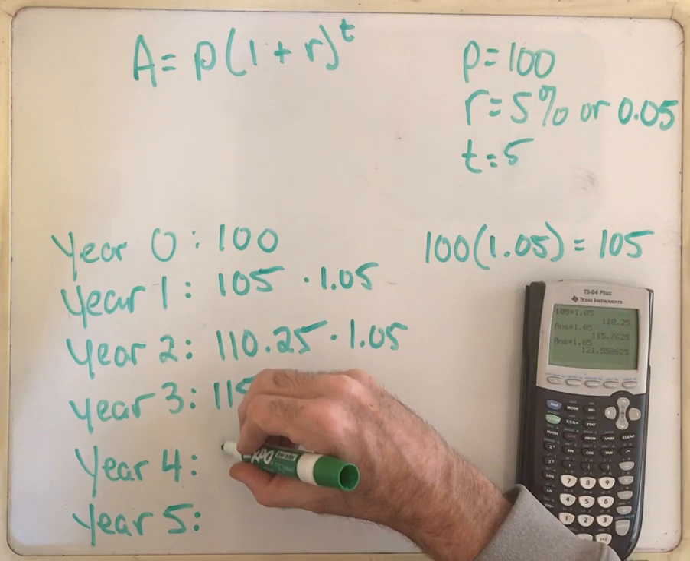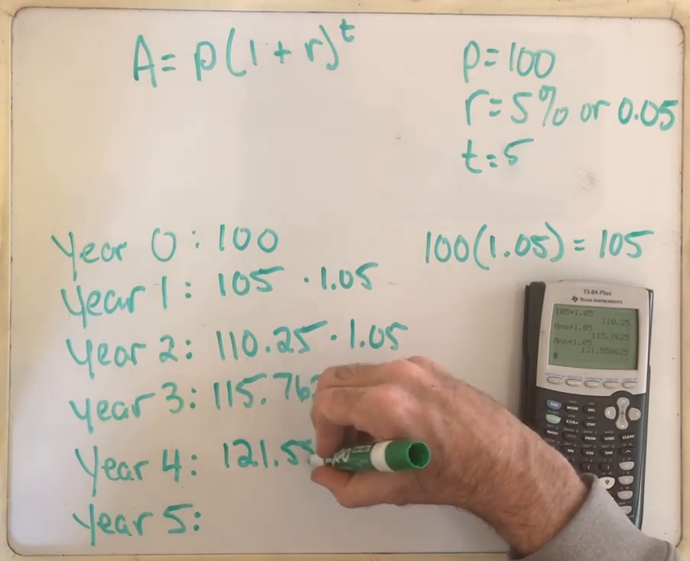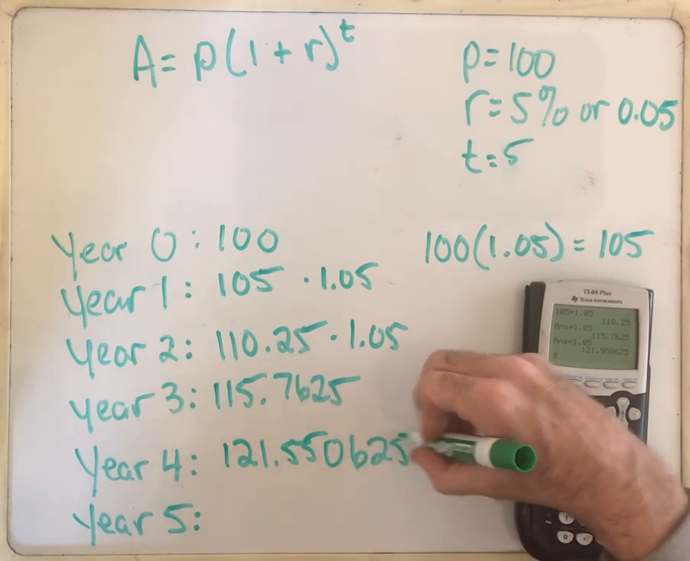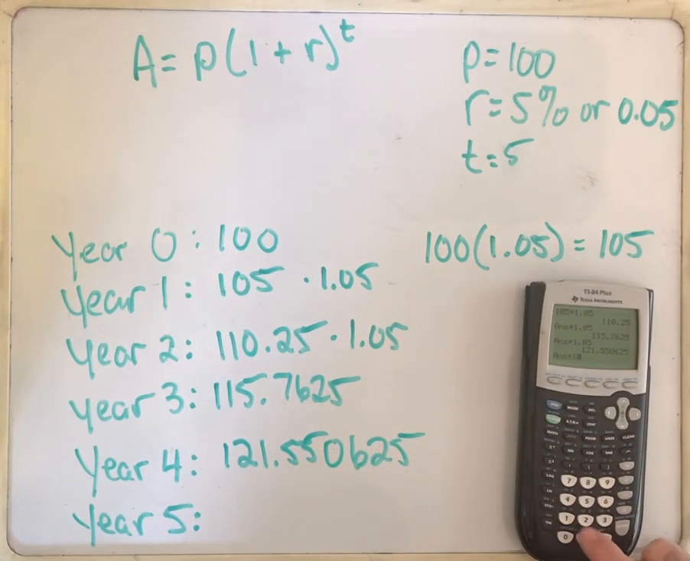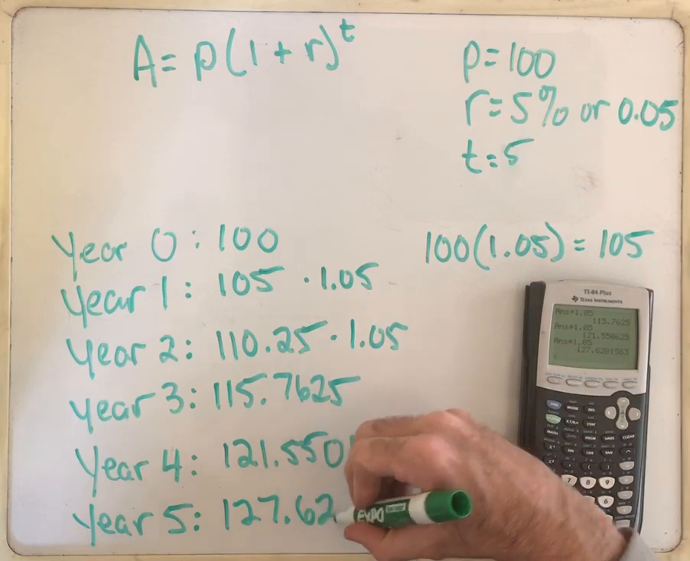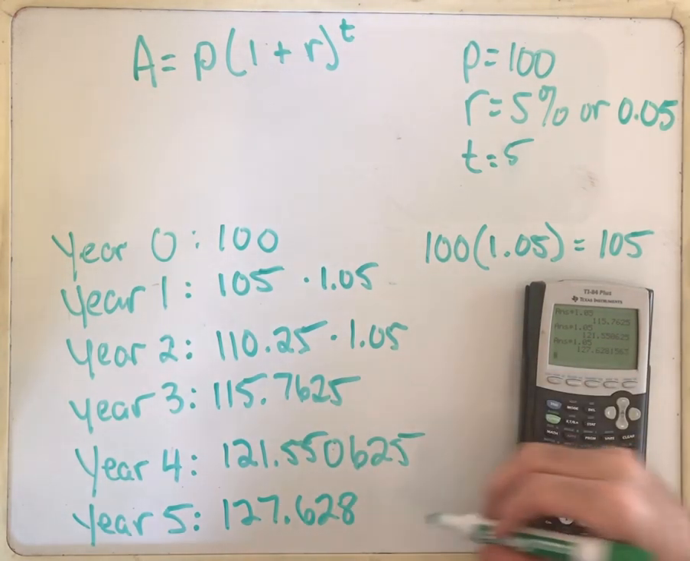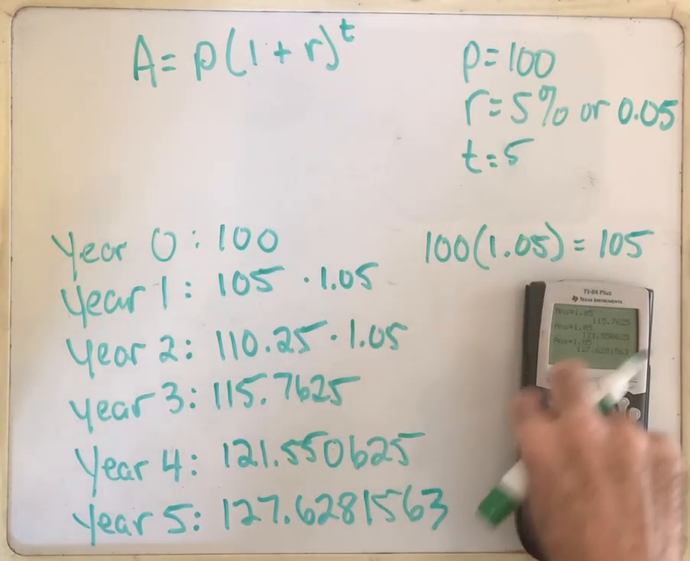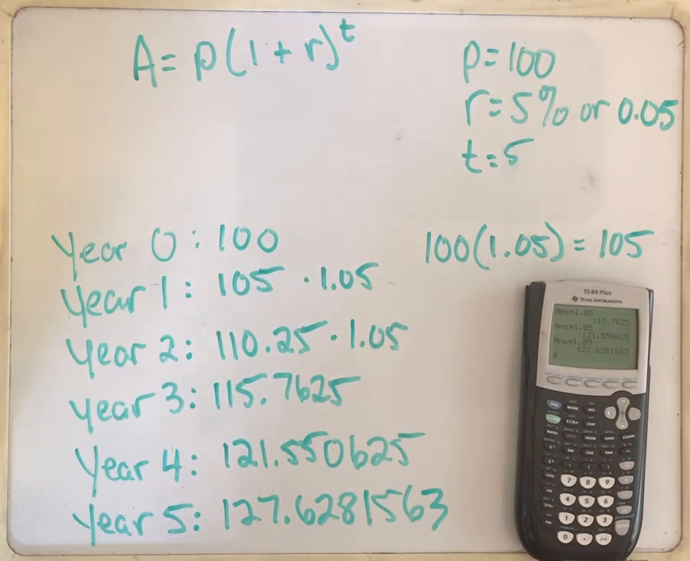We get 121.550625. Don't worry about these last numbers here. This is really just for show. And then times 1.05, 127.628, and so on. Okay, so this is just having to redo this every year. Well, God, it seems like a lot of work. Imagine doing this calculation 19 times.